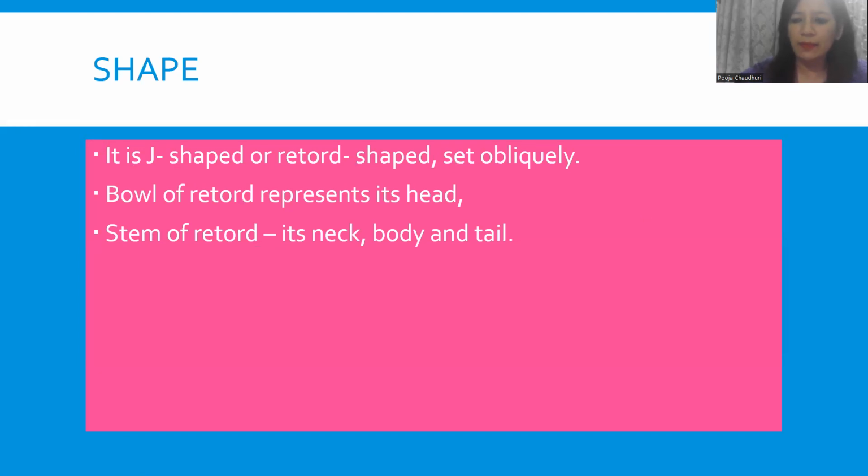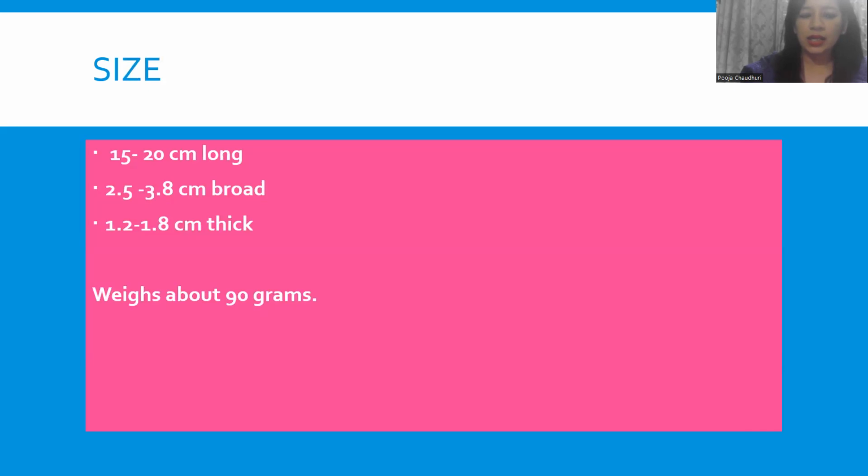Now we come to the shape of the pancreas. As we have already discussed, the shape of the pancreas is J-shaped, or we can say retort shaped, and it is set in the human body obliquely. The bowl of the retort represents its head, and the stem of the retort its neck, body, and tail. Coming to the size, it is 15 to 20 centimeters long, 2.5 to 3.8 centimeters broad and 1.2 to 1.8 centimeters thick, and it weighs about 90 grams.